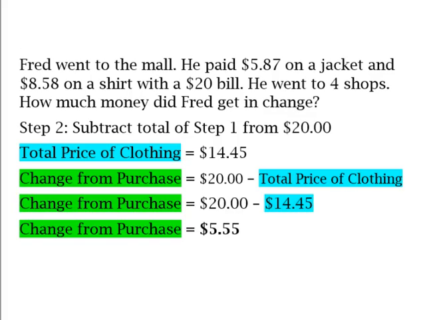We know that to find the change from the purchase, we have to subtract the total price of the clothing from $20. So $20 minus $14.45 is equal to $5.55. Great job. This will end the section for the Counting Money Review.